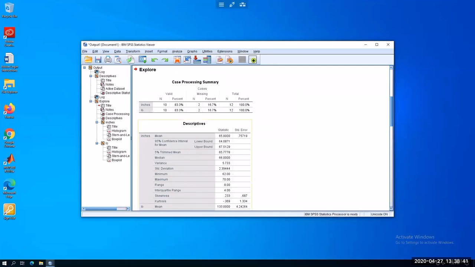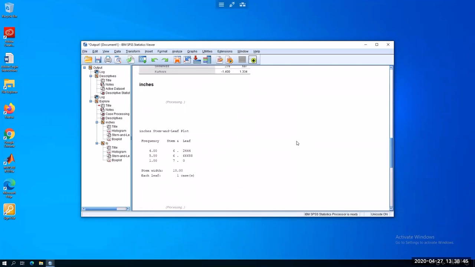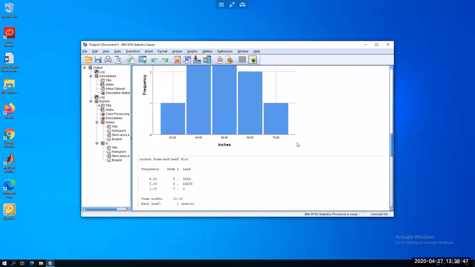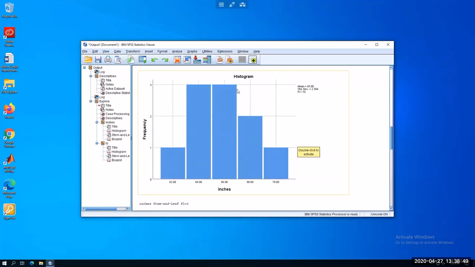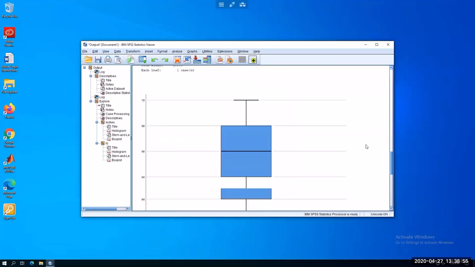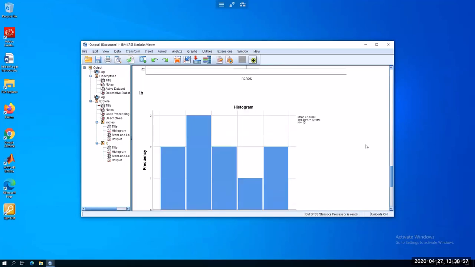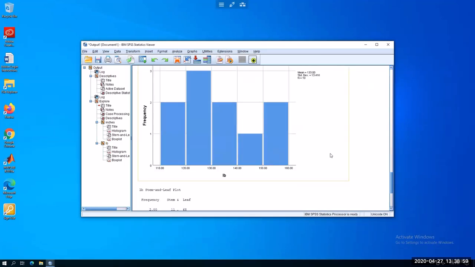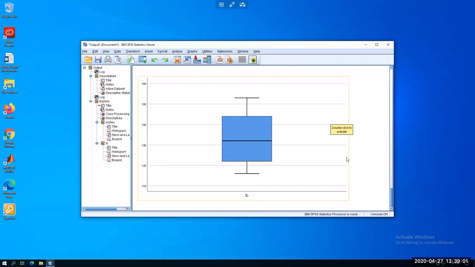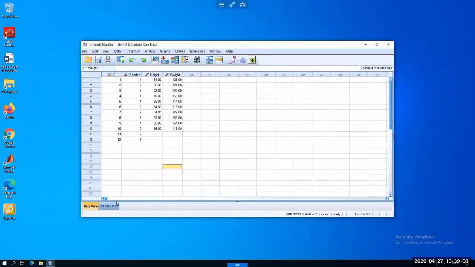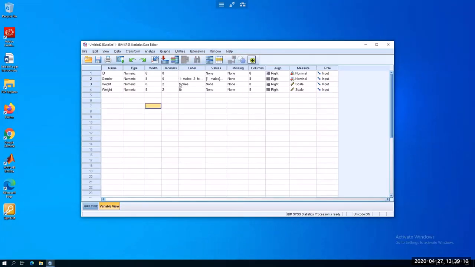Okay. And we have lots of information now. This is how, for example, inches height, how height is distributed, how this is for weight, and so on. Just want to do one thing. I want to change my label.